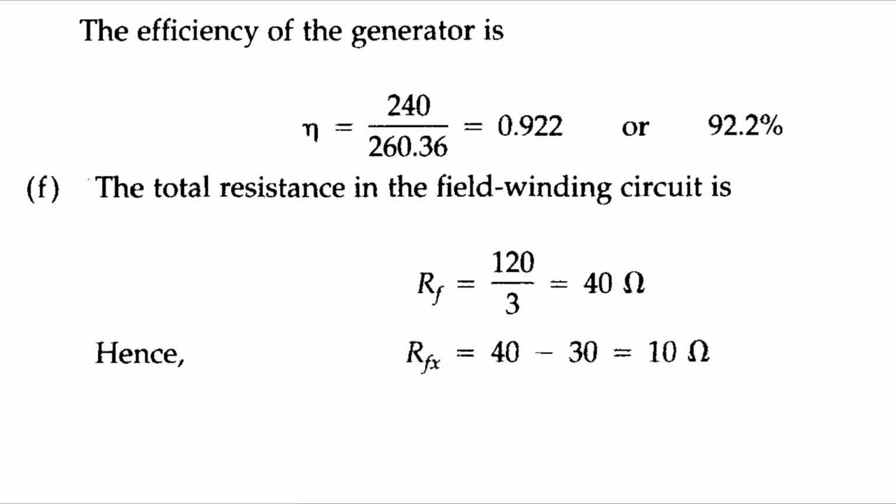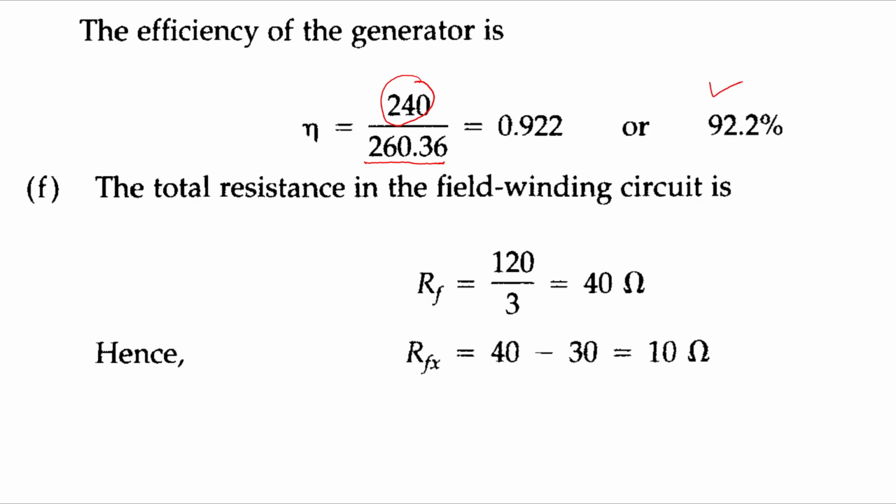This is your efficiency. Okay. So efficiency will get output power is 240 and input power is 260.36. So it is around 92.2%, right?